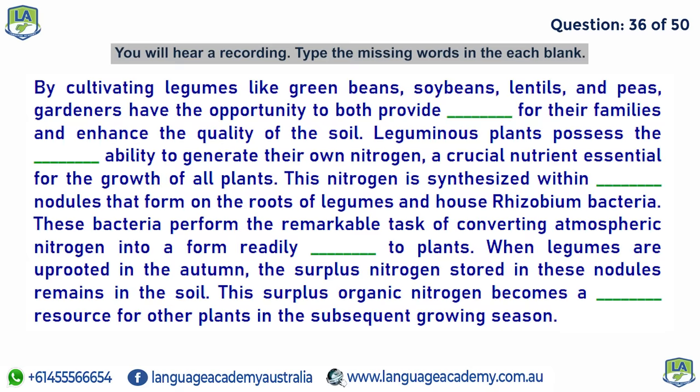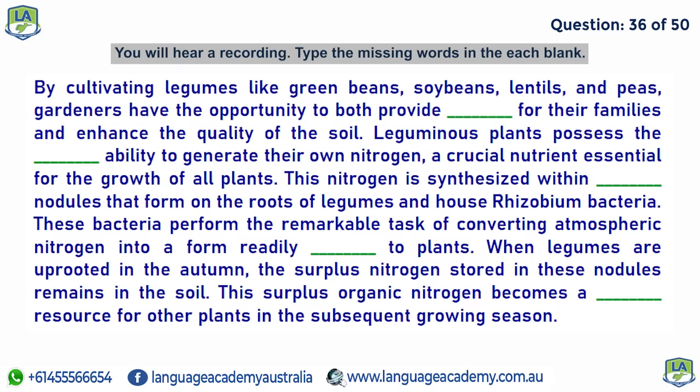By cultivating legumes like green beans, soybeans, lentils, and peas, gardeners have the opportunity to both provide sustenance for their families and enhance the quality of the soil. Leguminous plants possess the unique ability to generate their own nitrogen, a crucial nutrient essential for the growth of all plants. This nitrogen is synthesized within specialized nodules that form on the roots of legumes and house rhizobium bacteria.